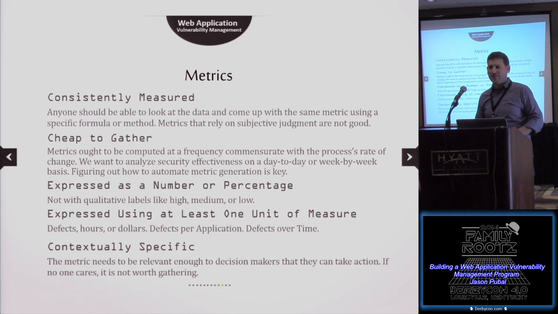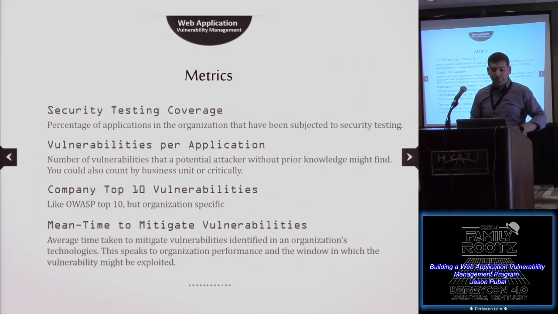It should be expressed as a number or a percentage, right? The red light, green lights, those aren't metrics. Don't do that. It should be some unit of measure, right? Count of defects, number of hours, number of dollars. And it should be contextually specific. You should be able to look at it and make decisions based off of it, right? If an executive looks at it and doesn't know what they're looking at, has no idea, doesn't get any value, then you're wasting your time.